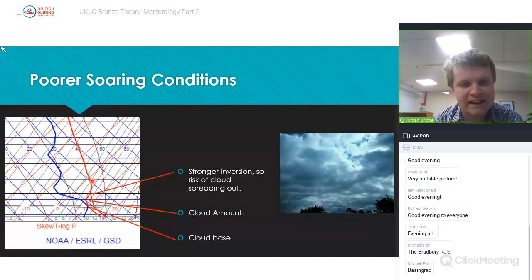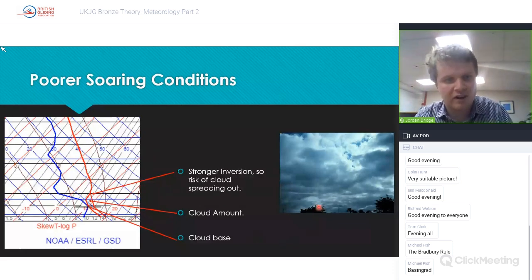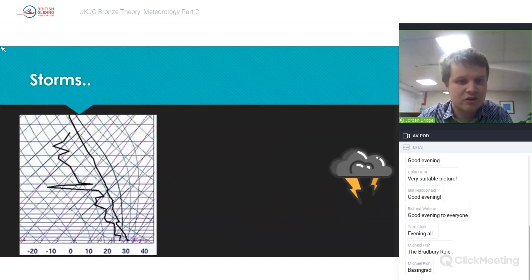The cloud can't really go anywhere, or the moisture can't go anywhere, so it will spread out and it will look horrible like that. There is still a chance that it will be soarable under this, however. Compare that to storms.